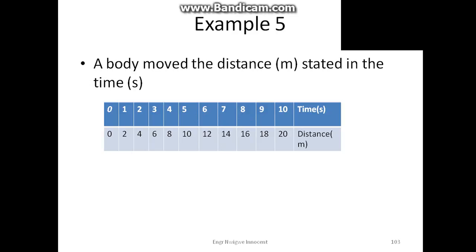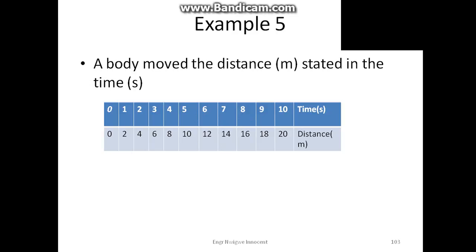When the time is 2, the body moves to 4. When the time is 3, the body moves to 6. When the time is 4, the body distance is 10. When the time is 6, the body distance is 12. When the time is 7, the body distance is 14.